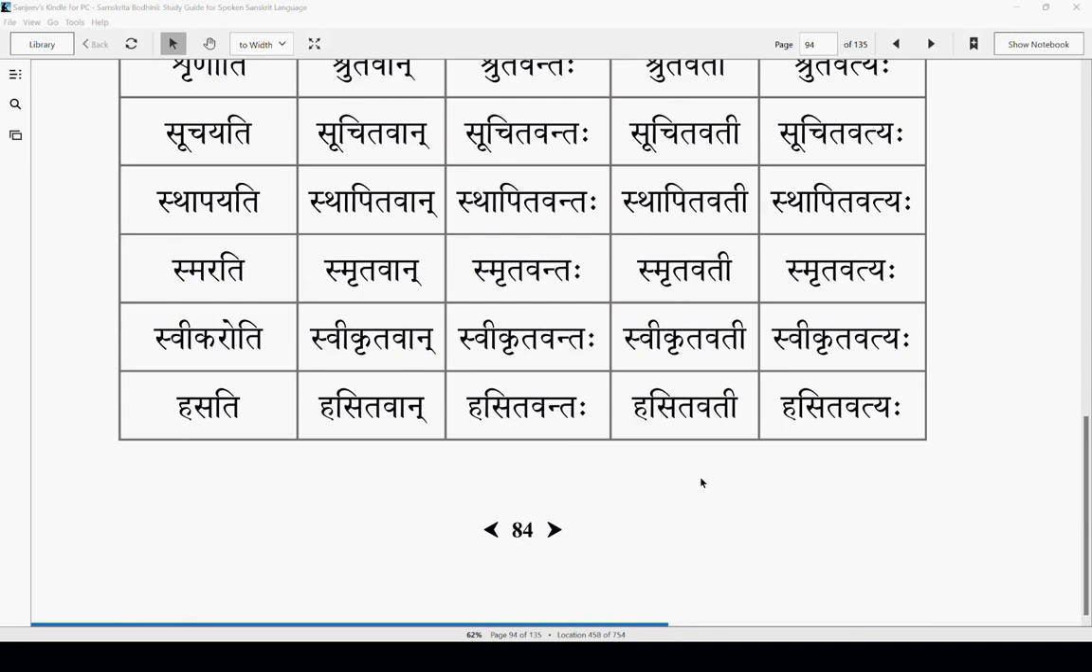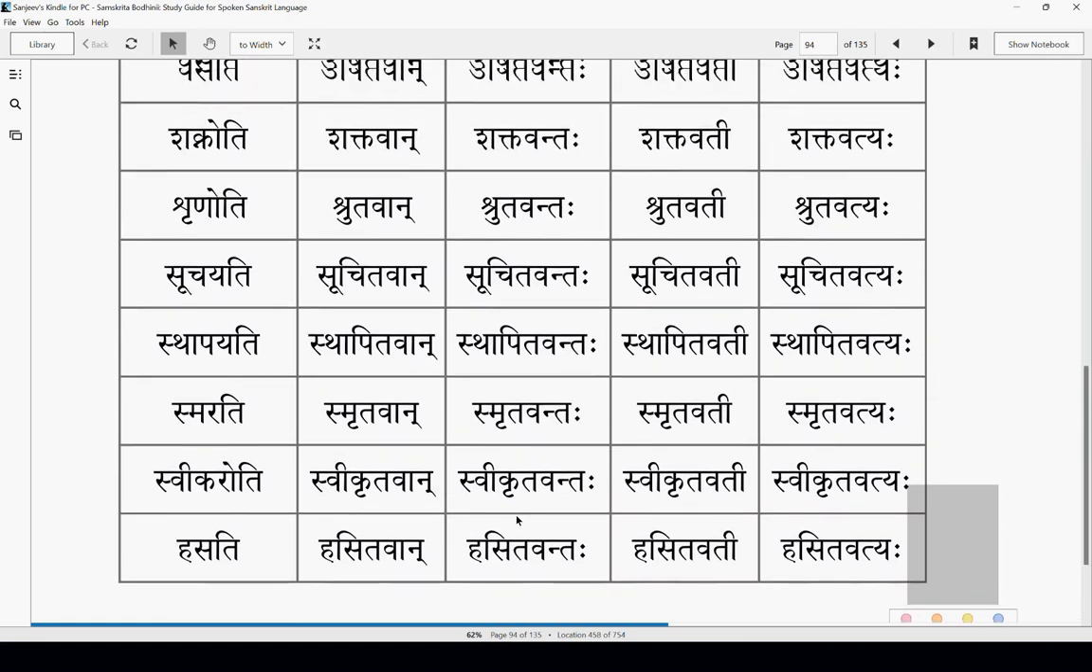Svikritvan, Svikritvantaha, Svikritavati, Svikritavatyah. Okay, what next? So all it comes down to remembering is more practice. Suchitavan, Suchitavati, Shrutavan, Shrutavati.